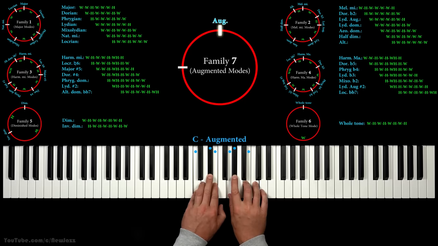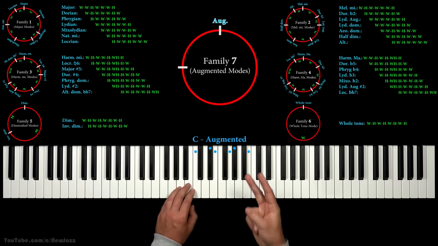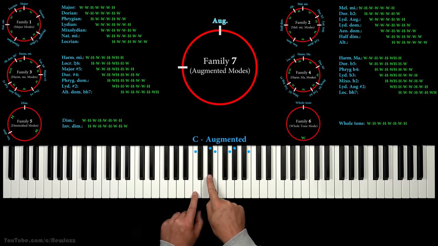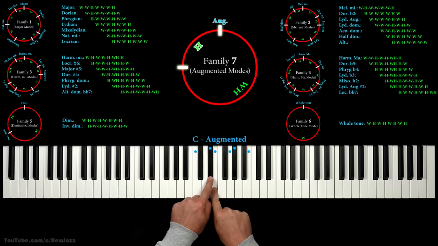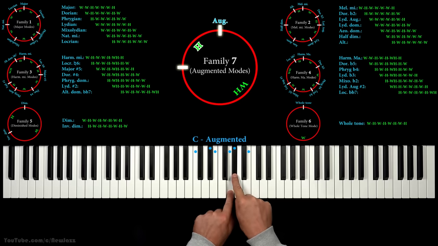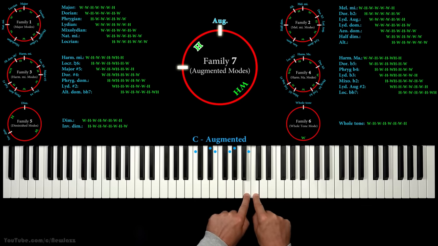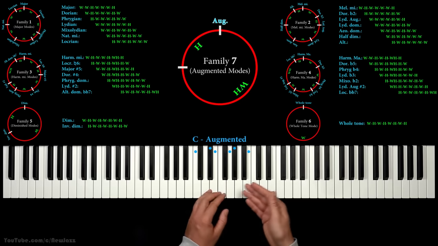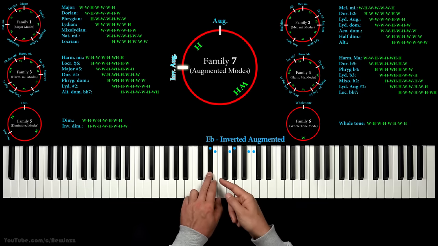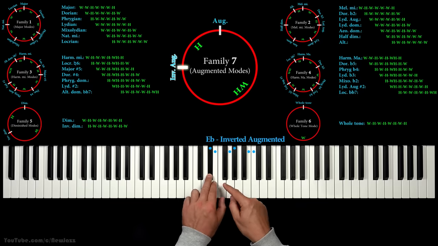A 6-note scale when framed by the octave. But like the diminished scale, it has a repeating interval pattern for every second note. Whole and a half, half. Whole and a half, half. Whole and a half, half. And then we got this very rare second degree family member starting up with a half step.